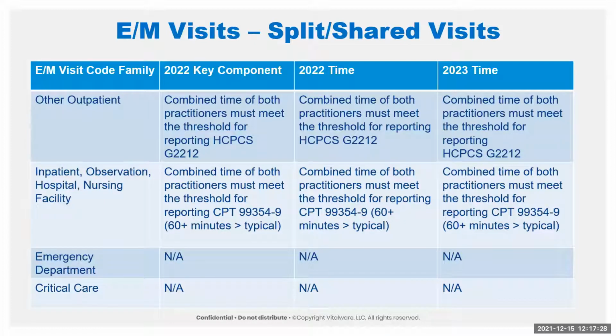So here we've got it split for some of the critical care time, just to give you an idea of the time threshold. So for the other outpatient visit, the combined time for both practitioners has to meet that threshold for reporting the G2212. And remember, that's for Medicare purposes. And then if you have your inpatient, your observation hospital or nursing facility, then for the 99354 through the 99359, you'd have to have 60 minutes or greater time spent.